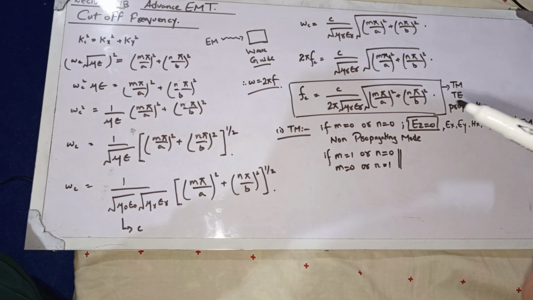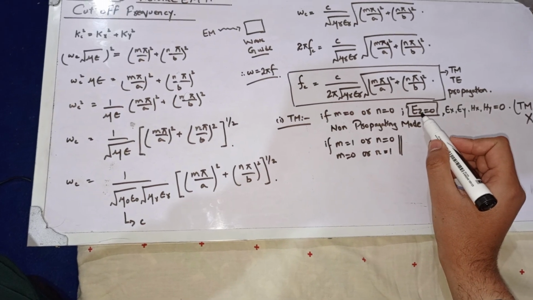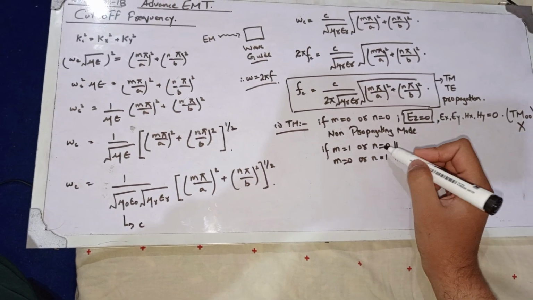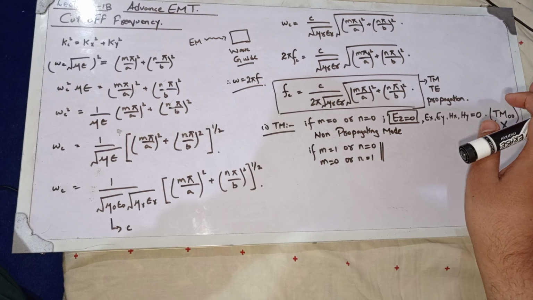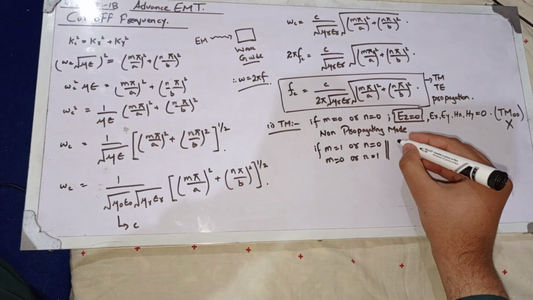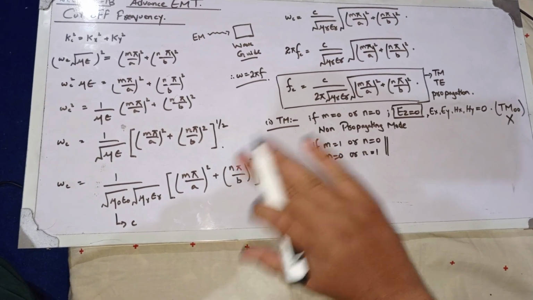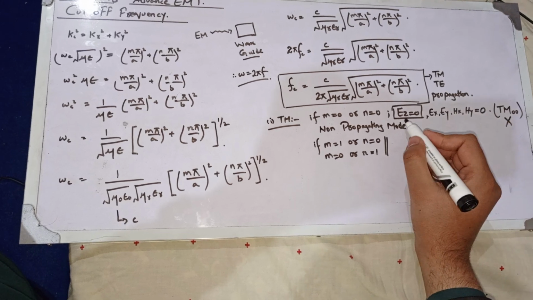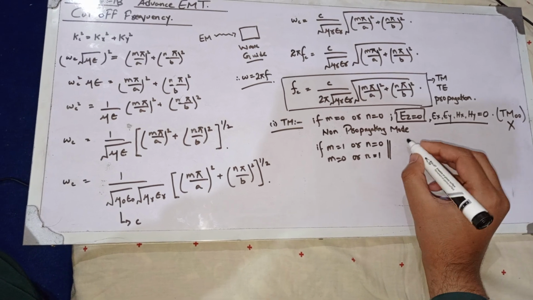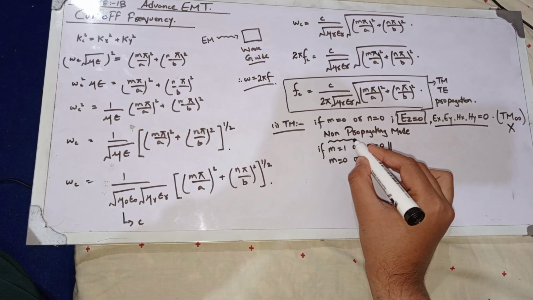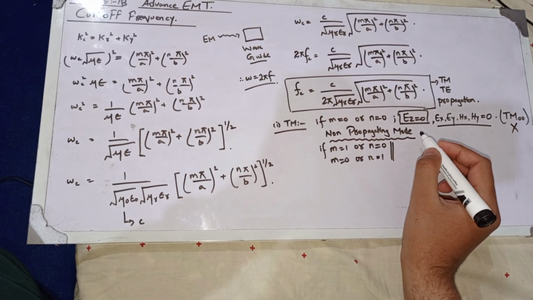In this case, because in the Ez component there is a sine factor, if either factor is 0, sine 0 is 0 and the whole expression becomes 0. So if either m is 0 or n is 0 in TM mode, your whole Ez expression is 0, and then all the expressions are 0, and again your wave is a non-propagating mode. This wave is not possible.